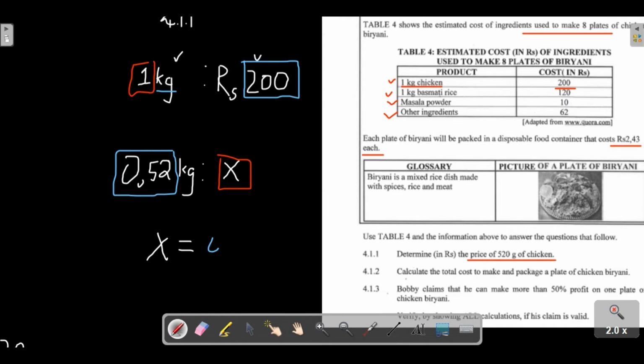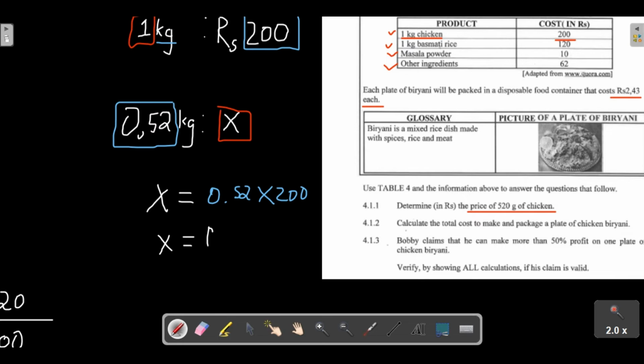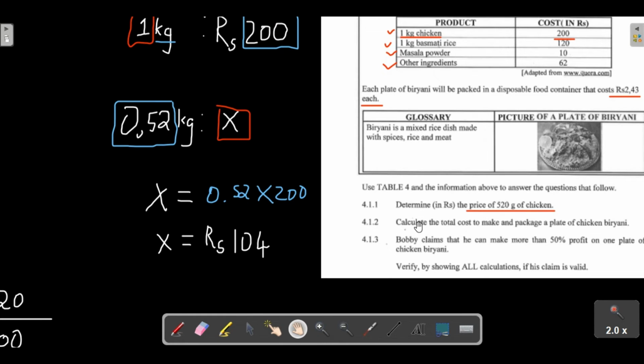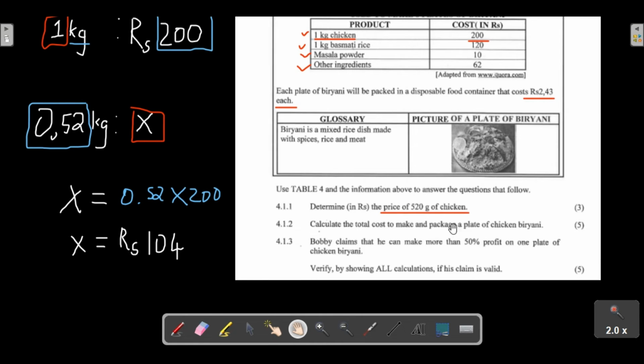So this is what I'm going to write down: 0.52 multiplied by 200. And that should give us 104. Okay, so it should be 104. So we write down that answer. So it should be 104 rupees. Okay, so it's very important that you write down the units, guys, because they even specify that in rupees. So it's 104 rupees. So that's the cost of 520 grams of chicken.